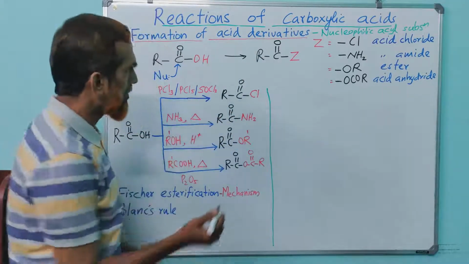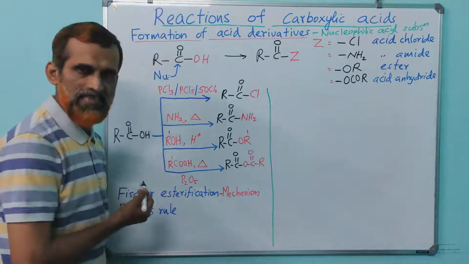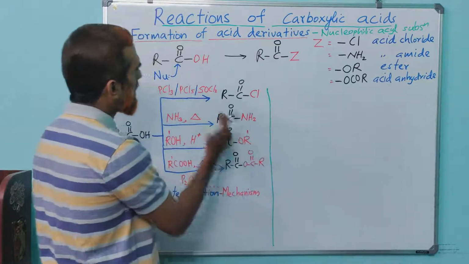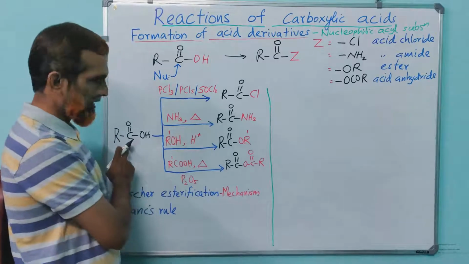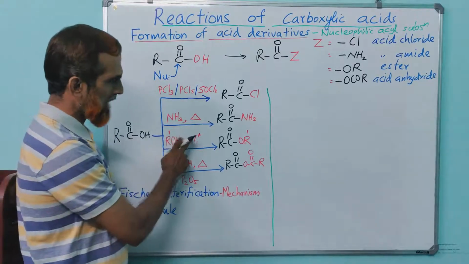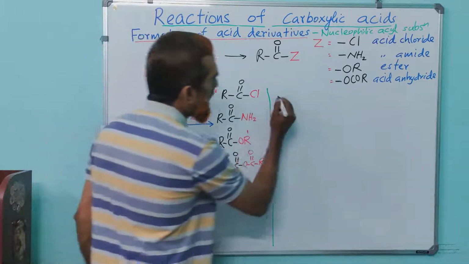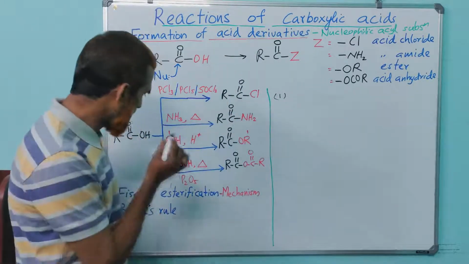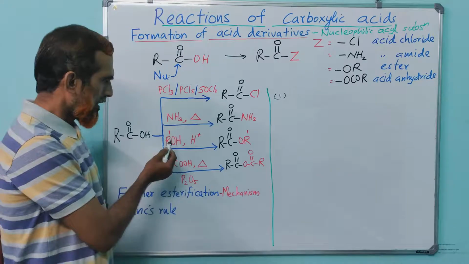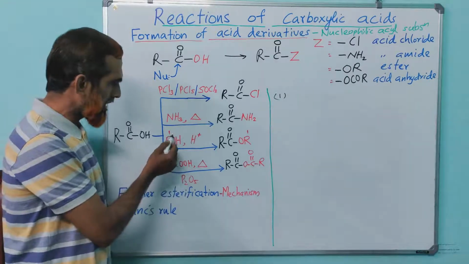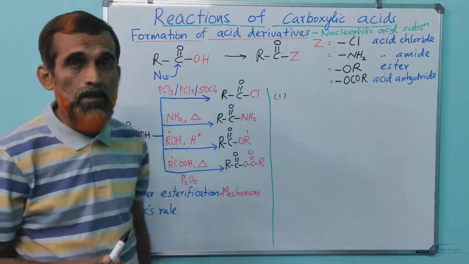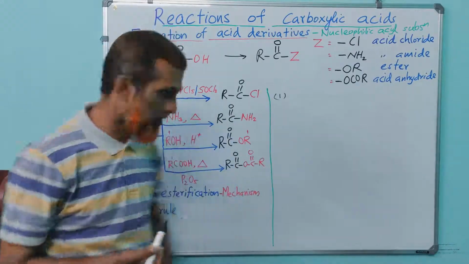Okay, mechanism of Fischer esterification. The reaction is this: acid reacts with alcohol in the presence of acid, forming ester. The reaction takes place mainly in two steps. The first step is addition of this. I told you these are all nucleophilic acyl substitution as far as mechanism is concerned.